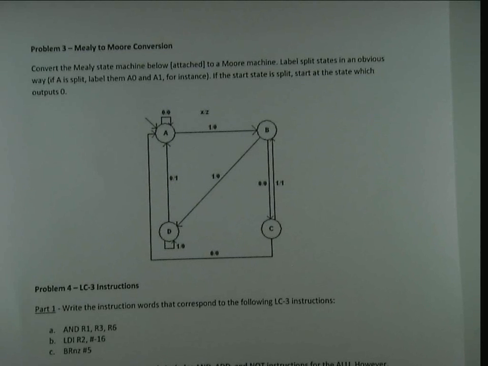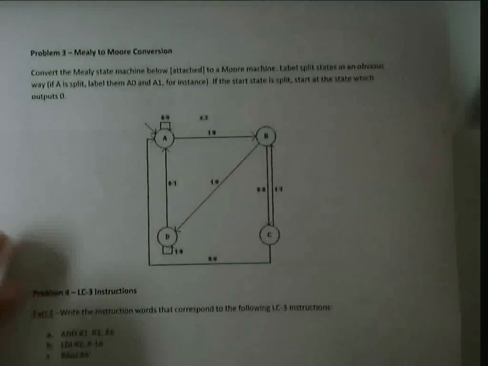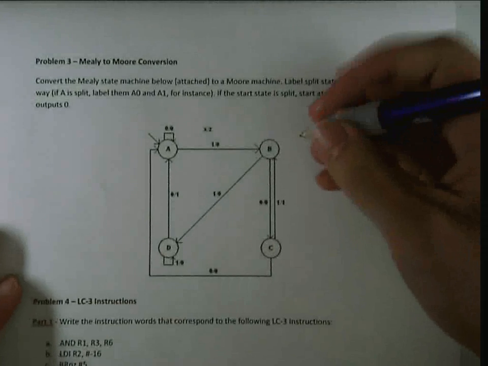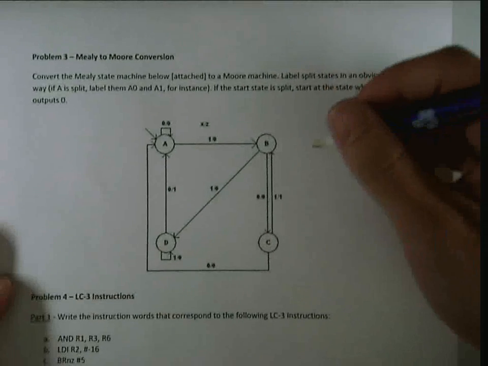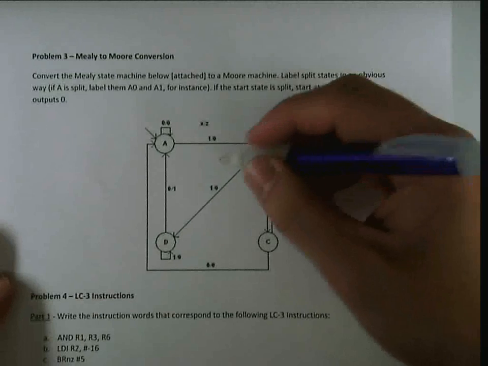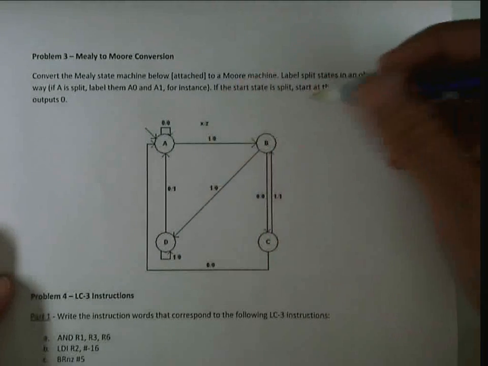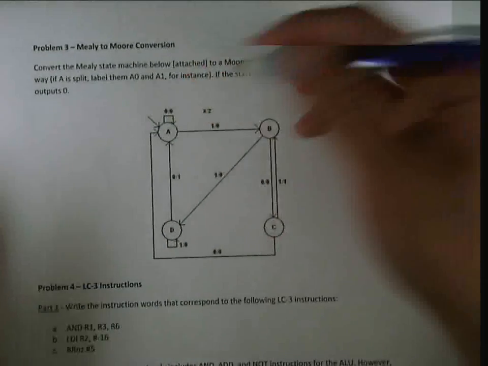This is the solution video for problem set 9, problem 3, and this is a pretty much straightforward Mealy state machine to Moore state machine conversion. Basically, the first thing we need to identify is every state that has two different outputs coming into it. So here we're going to go systematically through each of them.